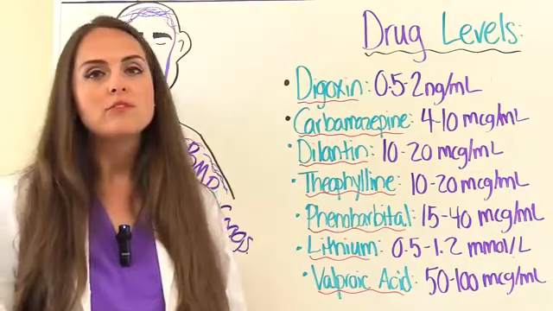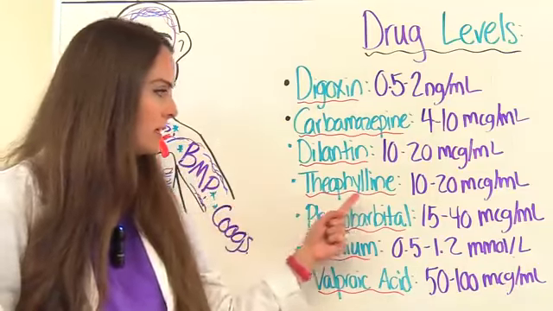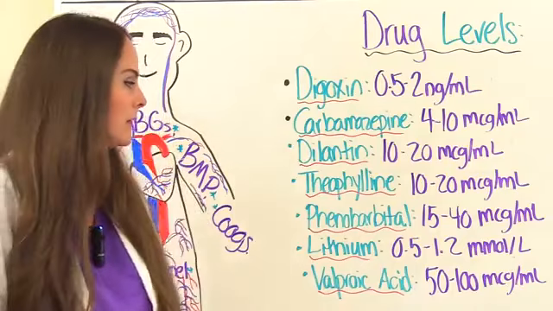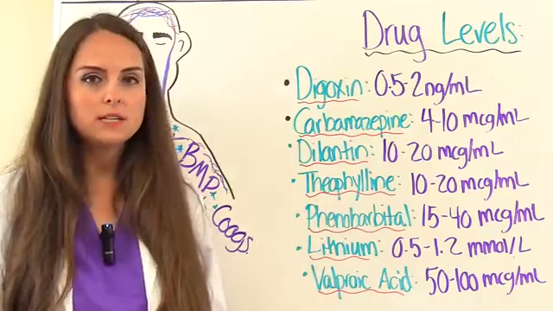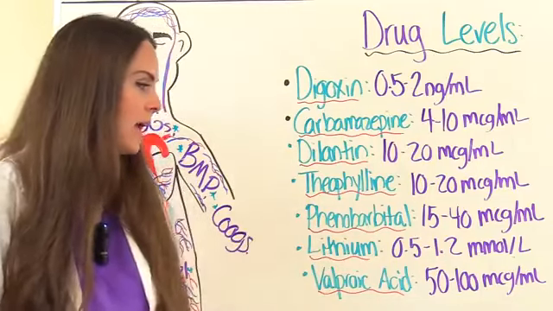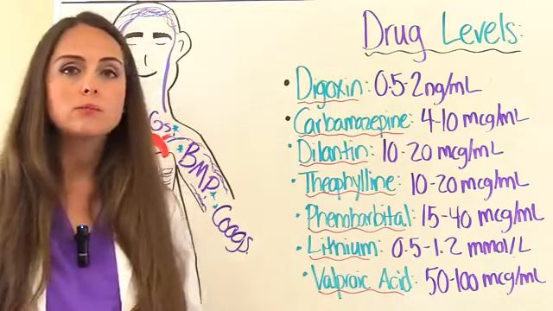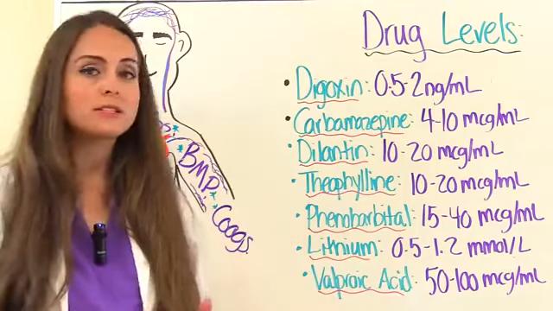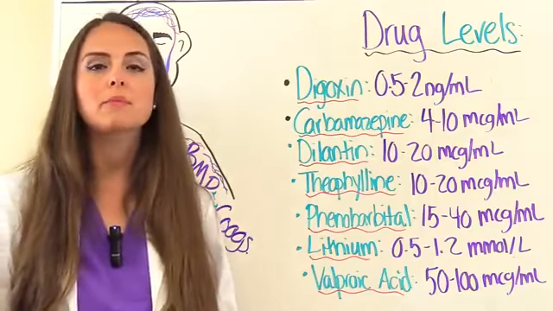Dilantin, a normal level is 10 to 20 micrograms per milliliter. Then theophylline, normal level, same as Dilantin, is 10 to 20 micrograms per milliliter. Then we have phenobarbital, a normal level is 15 to 40 micrograms per milliliter. Lithium at 0.5 to 1.2 millimoles per liter. And then lastly, valproic acid, also known as Depakote. It is 50 to 100 micrograms per milliliter.